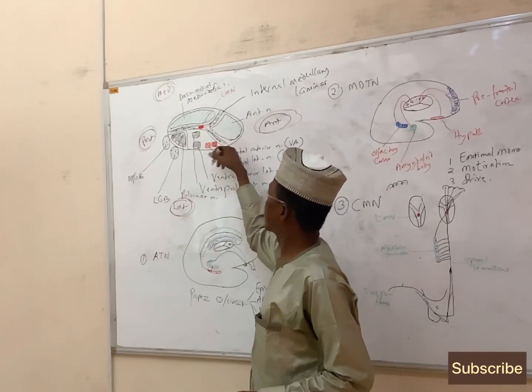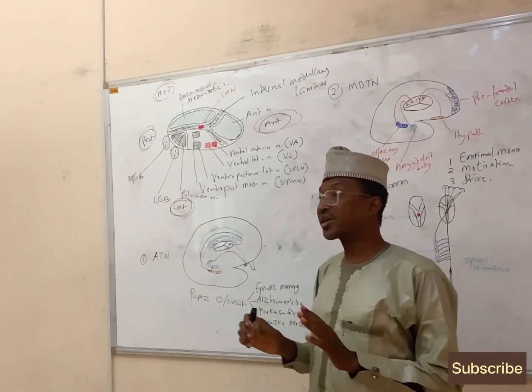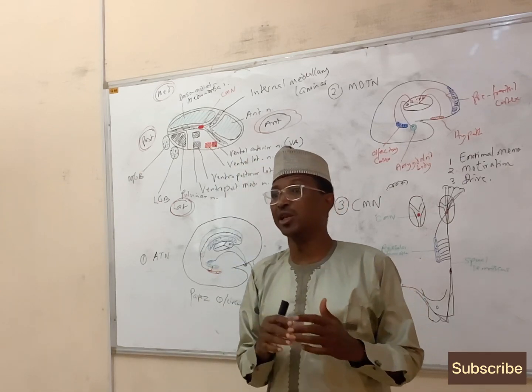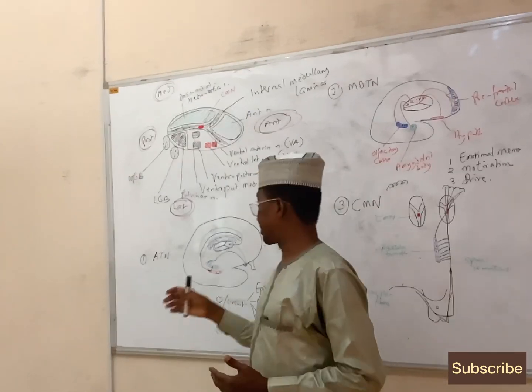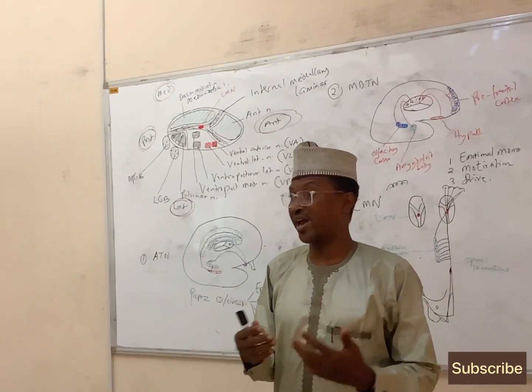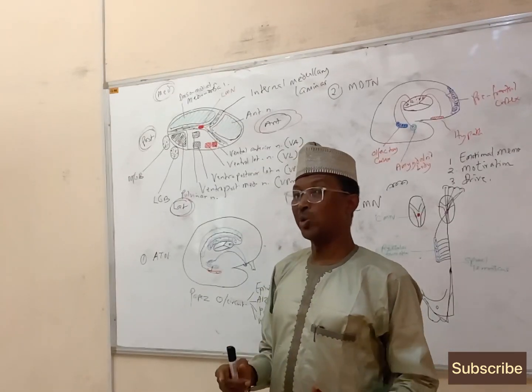And all these nuclei of the thalamus have their own function. So basically, if I will tell you the function of the thalamus in brief or in summary, I can say that the thalamus is a relay station for three different varieties of information. I said that the thalamus is a relay station.